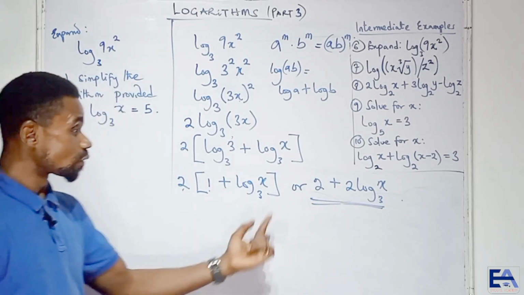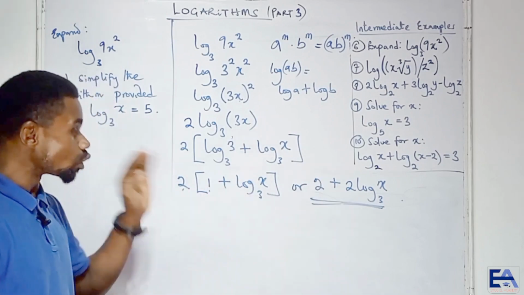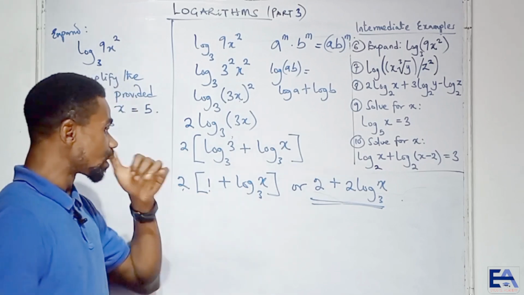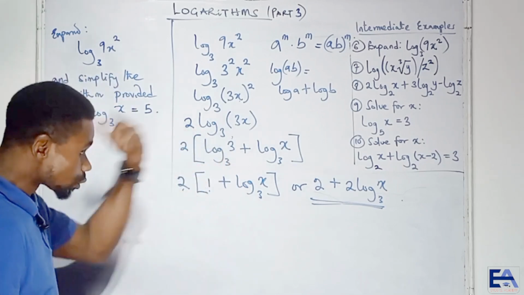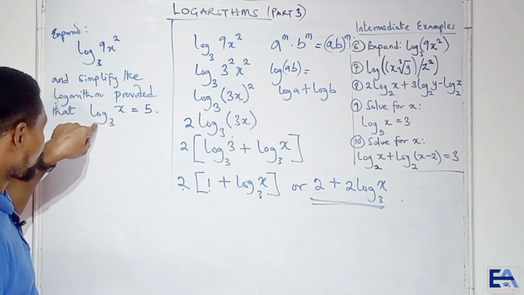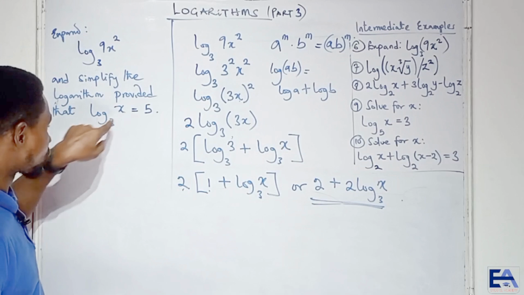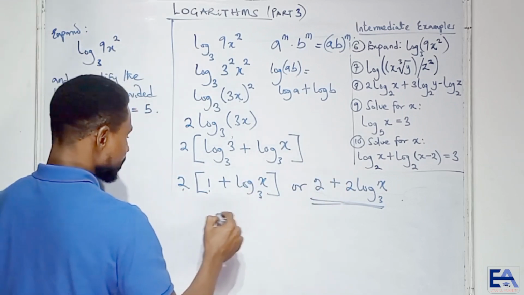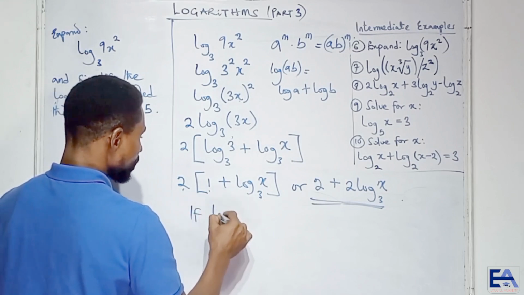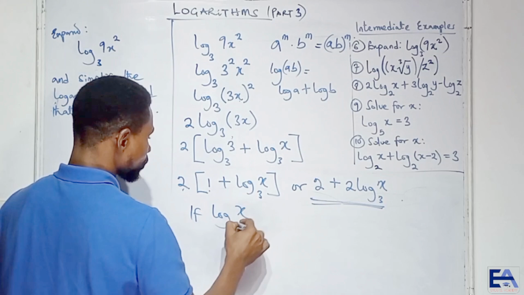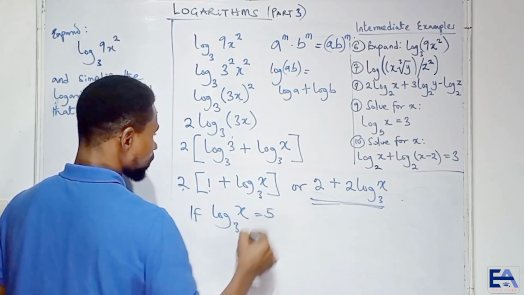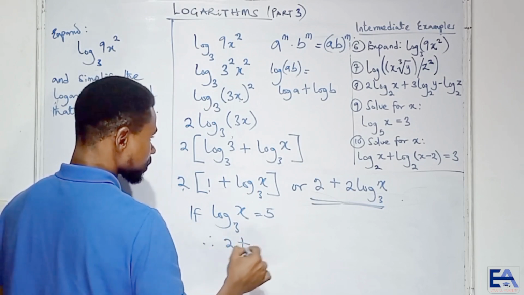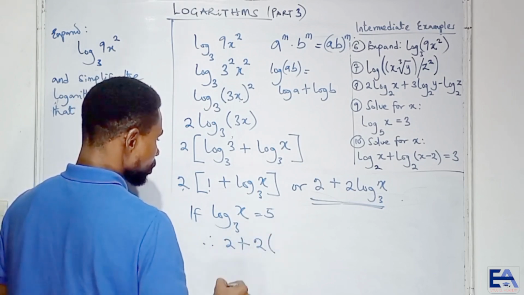Depending on what you find in the options, if the question only asks you to simplify. But in the case where the question wants you to do something further, like I said, given that log x to base 3 is equal to 5, all you need to do is slot it in. So since log x to base 3 is equal to 5, you can slot it in and say, therefore, we have 2 plus 2.